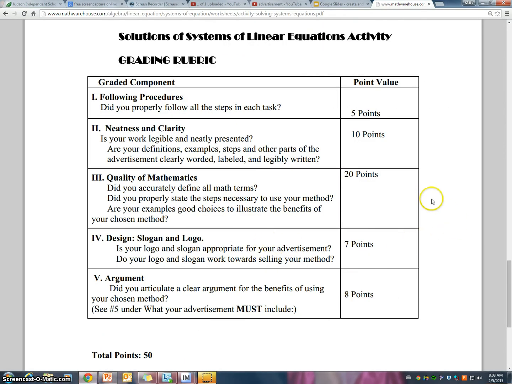Make sure you're looking, things are nice and neatly done. Make sure you're not just copying my stuff. Guys, I'm going to take off points if you just copy, hey, I got this equation right here and these are my steps. Don't copy Mr. Baker, just think through it yourself, right?